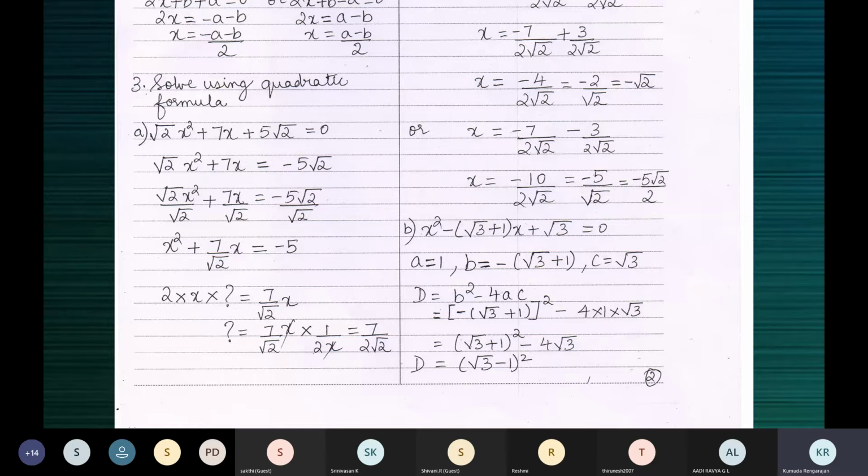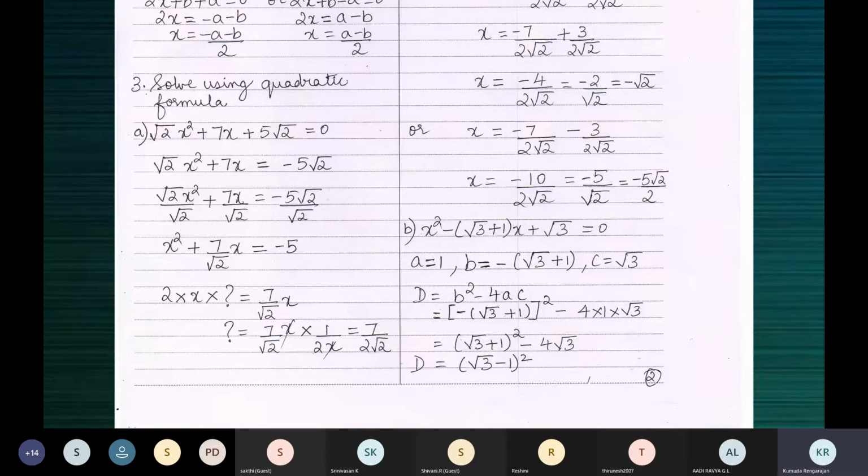According to what Arnav wanted, we expanded root 3 plus 1 the whole square, and we got 4 plus 2 root 3. 4 plus 2 root 3 minus 4 root 3, so it will be 4 minus 2 root 3. Now this is a perfect square.